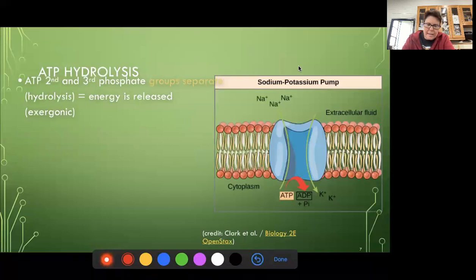ATP hydrolysis, that would be our exergonic reaction. And so we saw this with our sodium potassium pump. As we put our ATP on there, we're going to break off that phosphate group, and that's going to release energy. And that energy is then going to be used to drive the sodium against its concentration gradient in active transport.